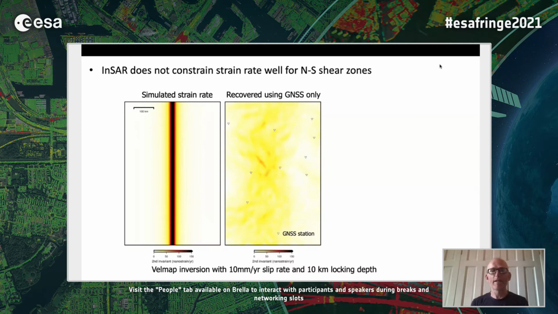And we just have a sparse GNSS network shown in this figure on the right. We try to retrieve this strain. We do a really poor job, and that's not that surprising because of the sparsity of the network.